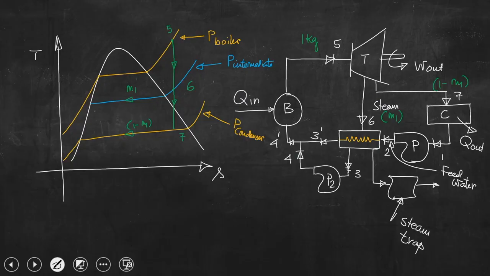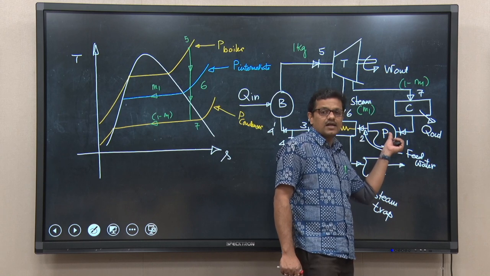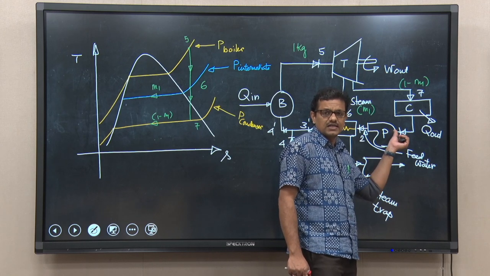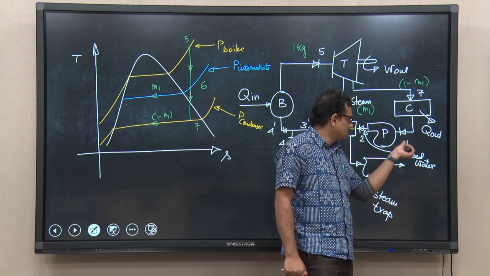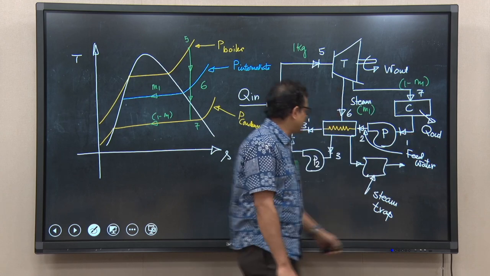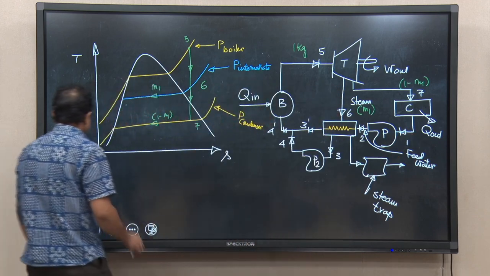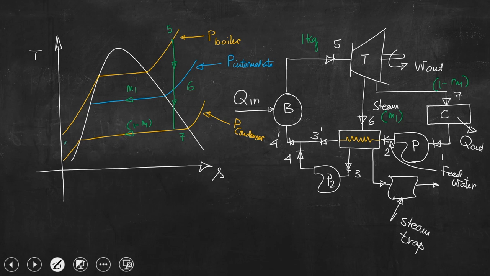Okay. Now, you see that 1 to 2, again try to apply your common sense, because the pump cannot handle a two phase mixture, mostly it is liquid. So, the thermodynamic state at point 1 is saturated liquid. So, this is point 1, right. What about the pressure at 2, 3 prime, 4 prime and 5?